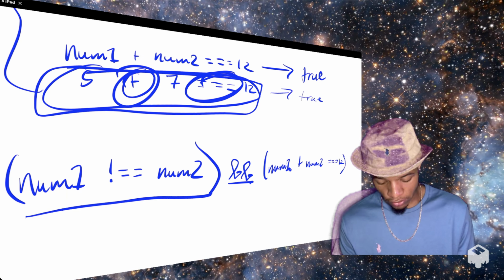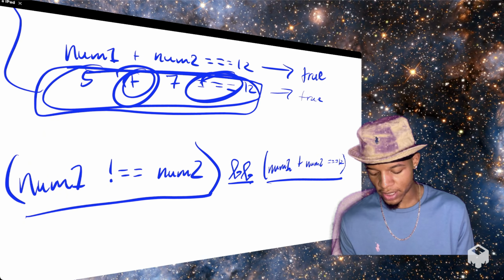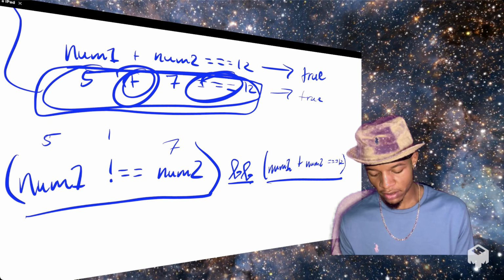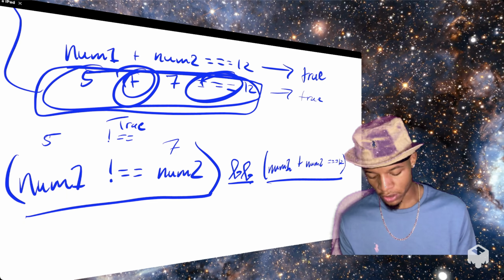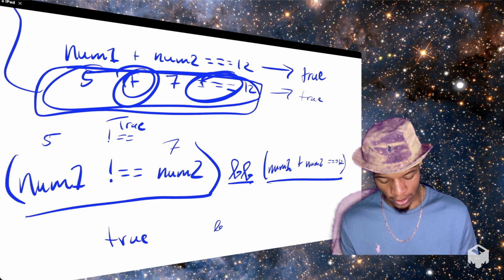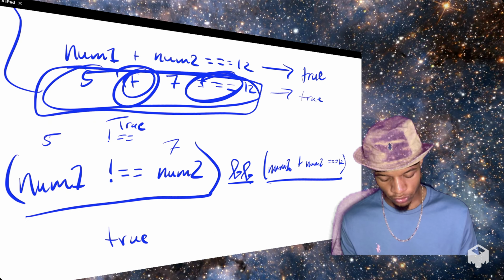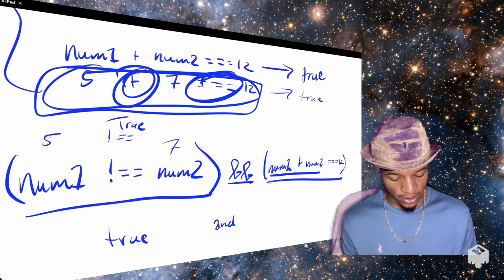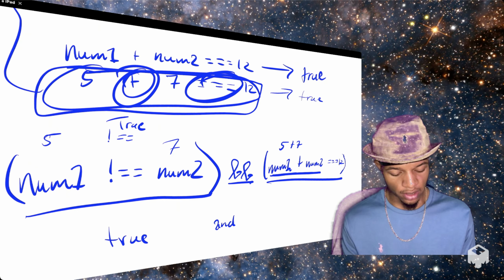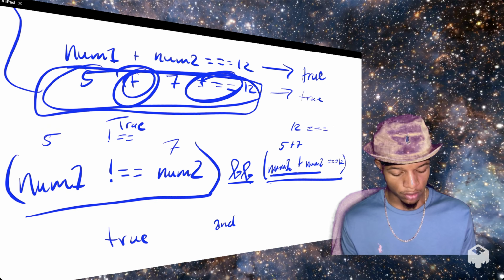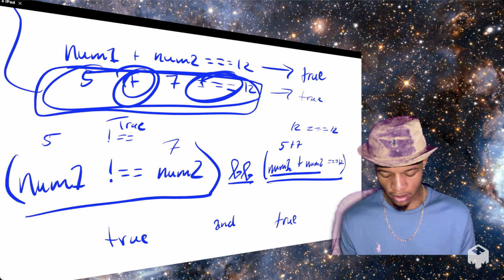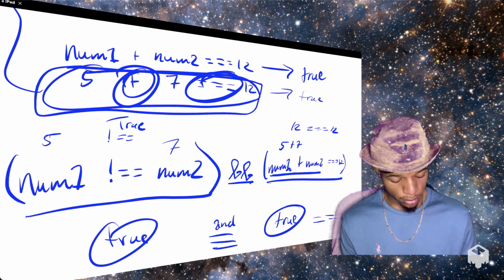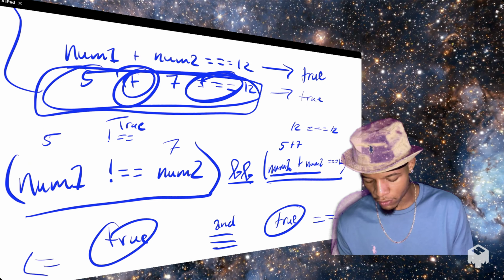The way the computer will read this, it says num1 doesn't equal num2. It checks num1, 5, and num2, 7, and it says doesn't equal. Okay, that's true. So it says true here, and then it says, oh, I got an and. I got to do this as well. So we got true, and then it evaluates this statement. 5 plus 7 is 12, and equal 12. Oh, yeah, that's true too. So it says true and true is true. Then this whole statement will evaluate out to true.